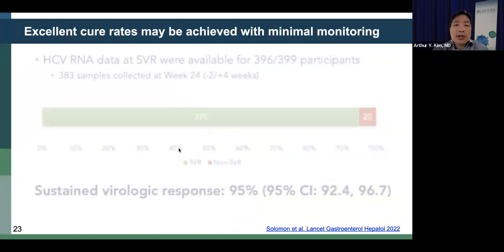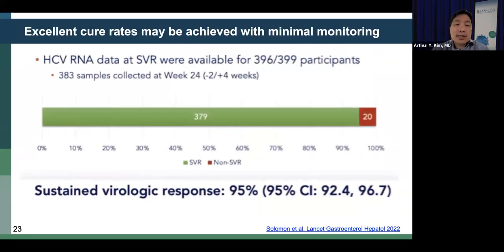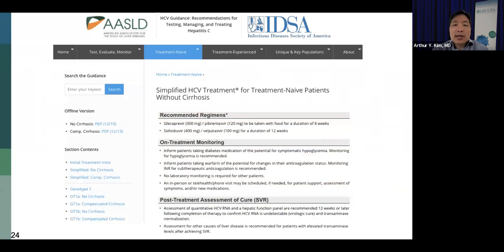And so what were the cure rates in this study, now published in the Lancet Gastro and Hep? We're missing data on 3 of the participants, so the SVR rate could actually be higher. But you can see of the samples that were collected that we had a 95%. So this very pragmatic approach of basically minimal monitoring of patients actually worked. And so this is part of the evidence base for simplified regimens.